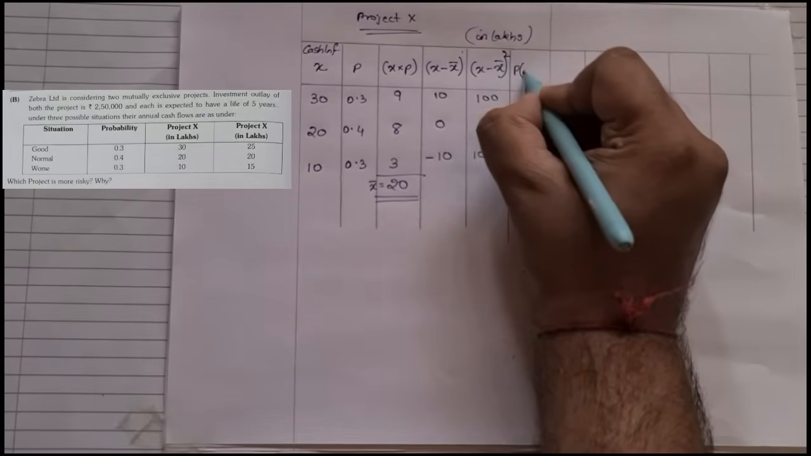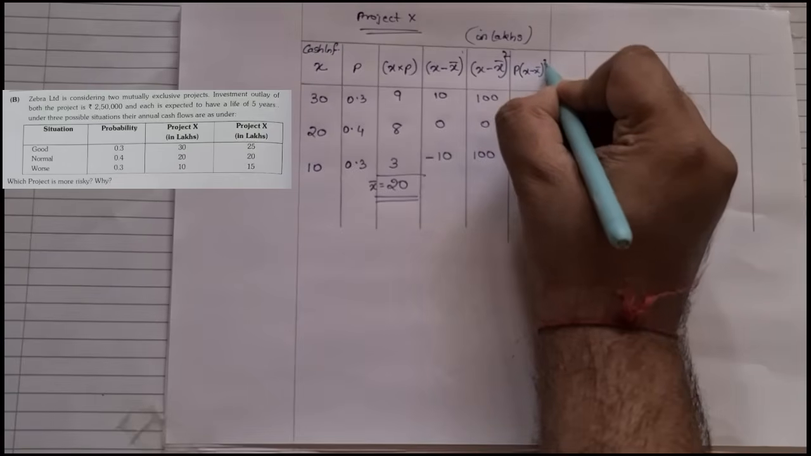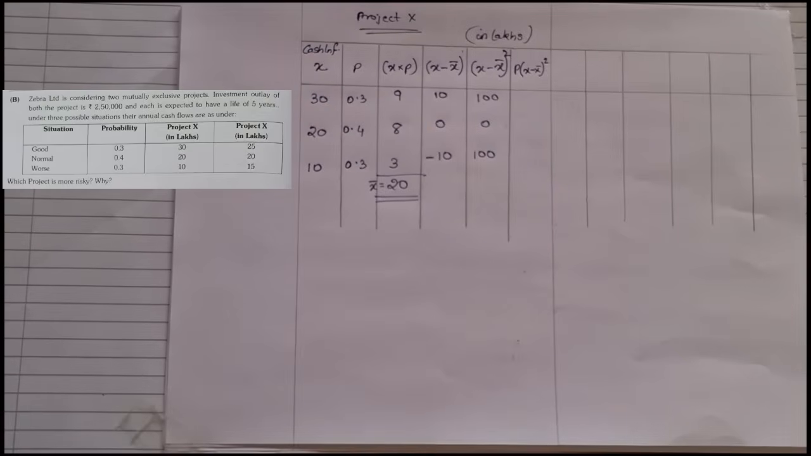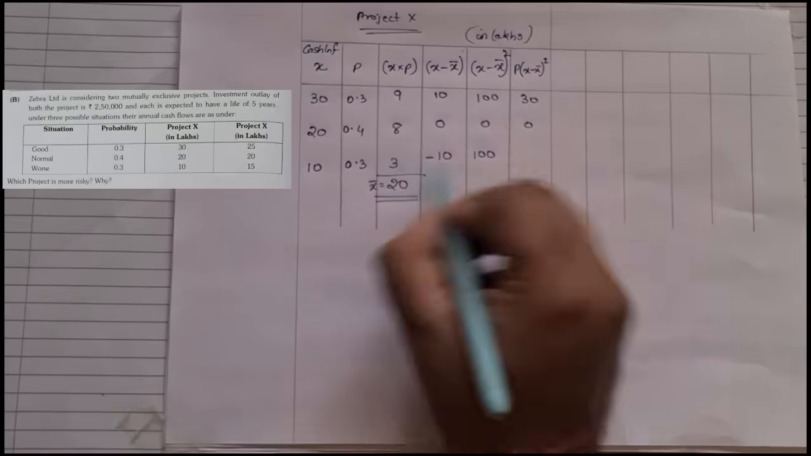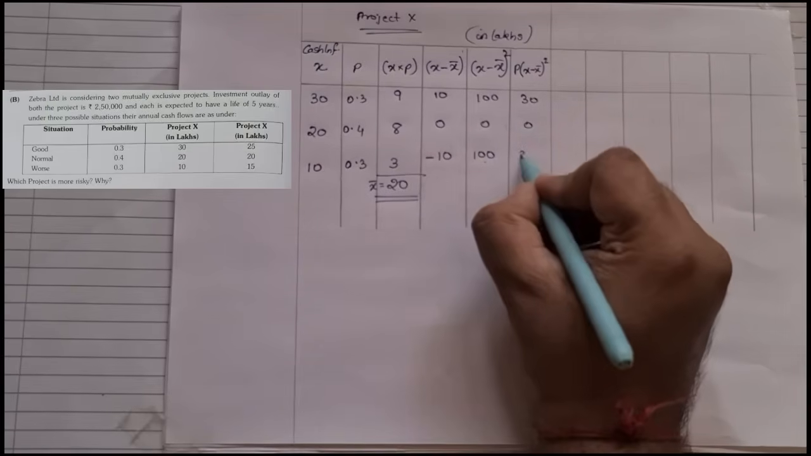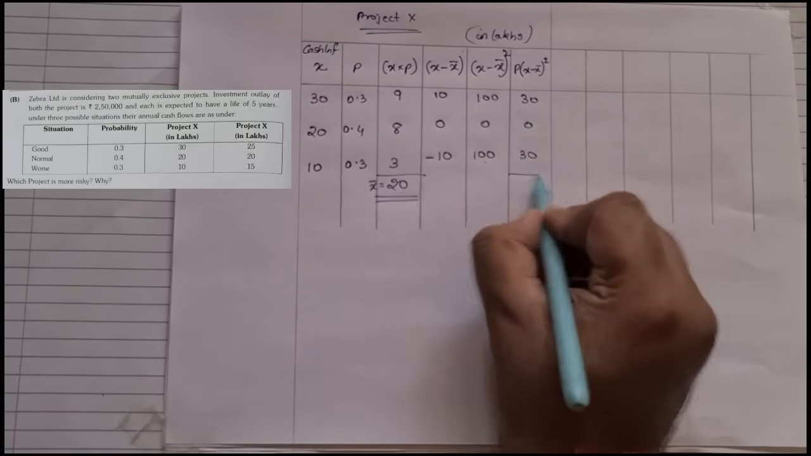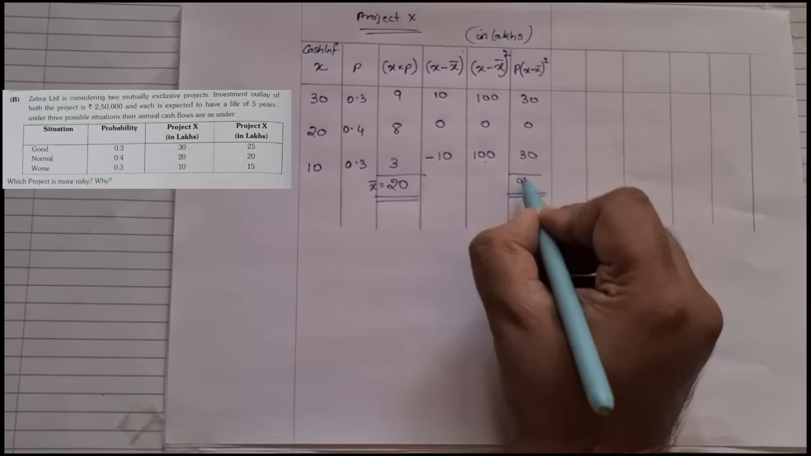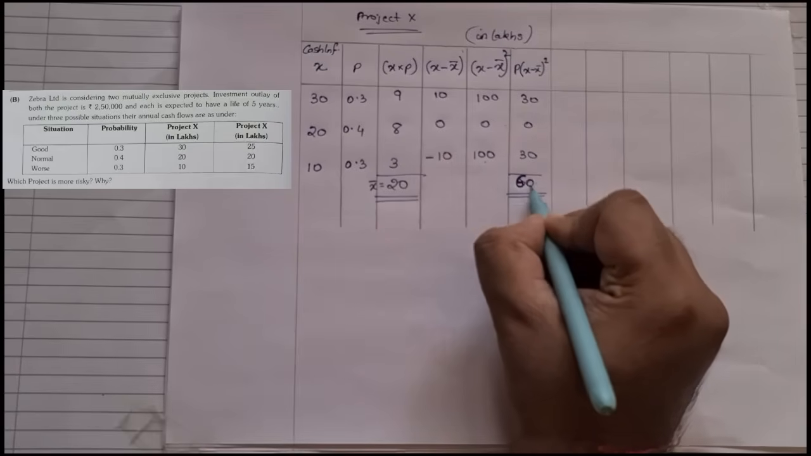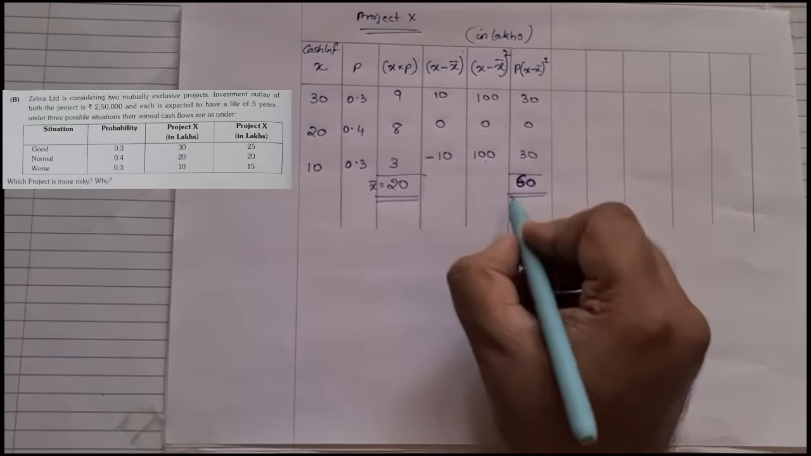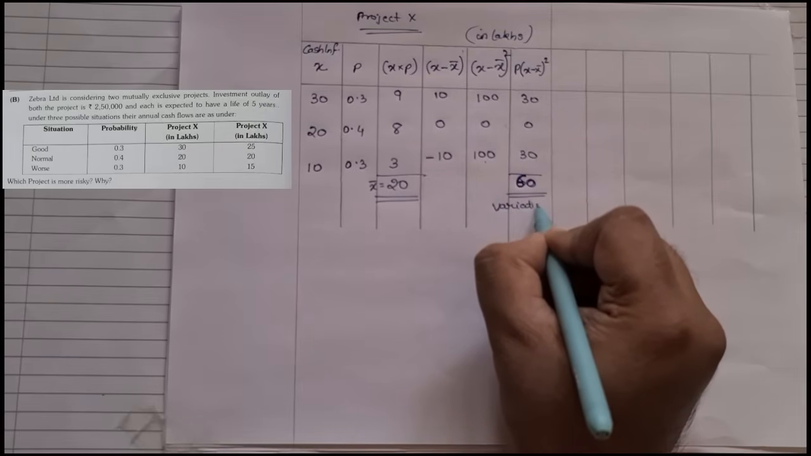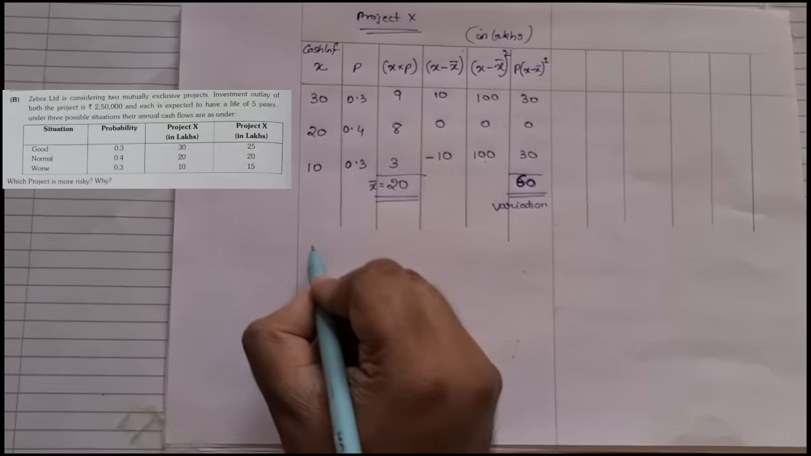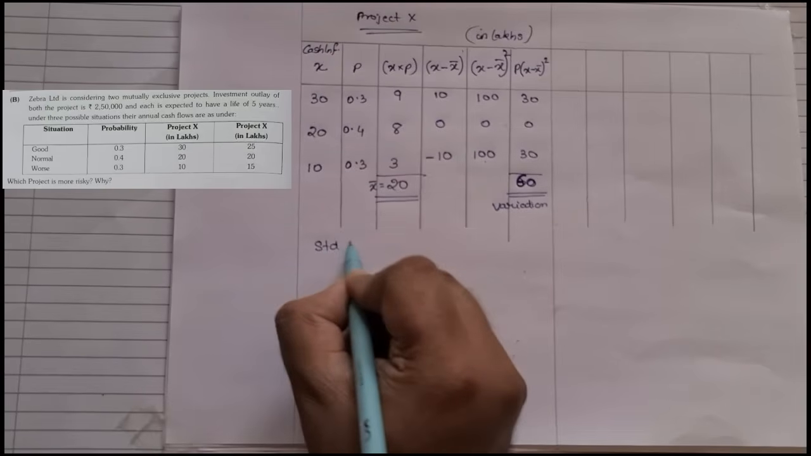And last is probability into X minus X bar the whole square. So this into the probability. So 100 into 0.3 is 30, 0, and again 100 into 0.3 is 30. So the total comes to 60. This is nothing but my variance. So now I need to find the standard deviation.